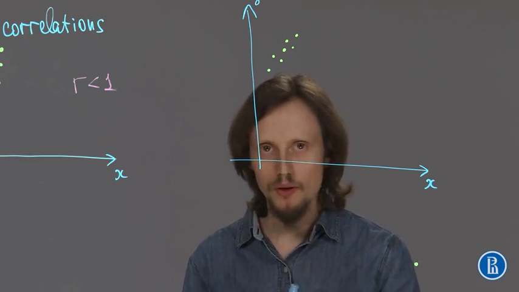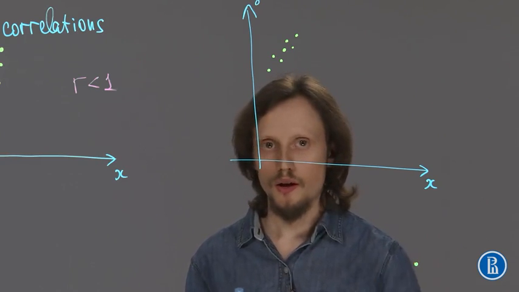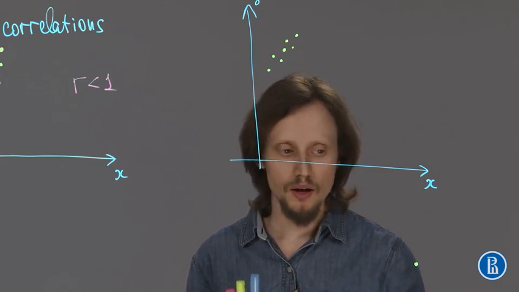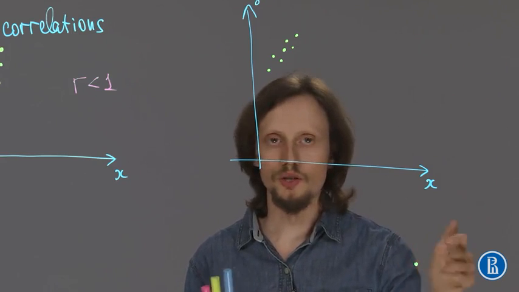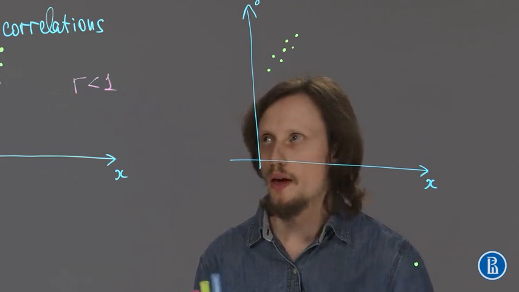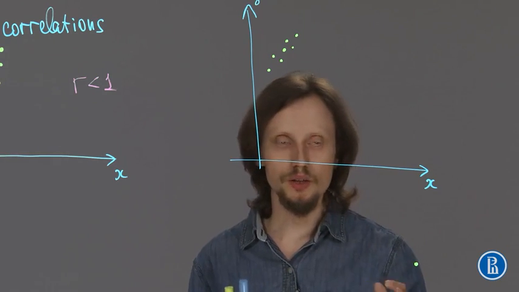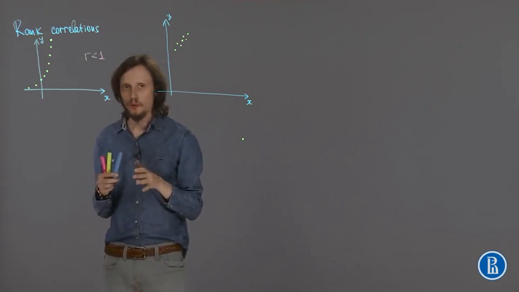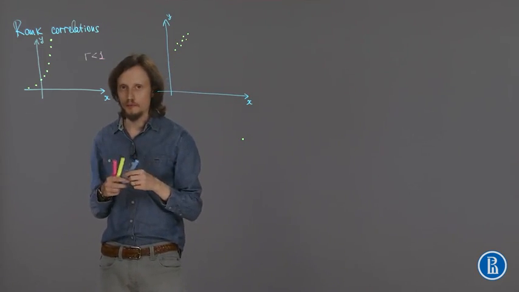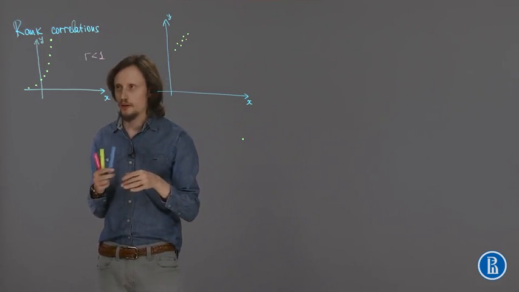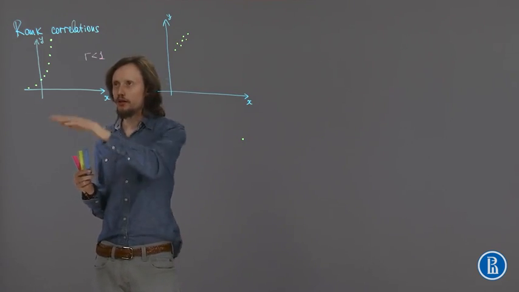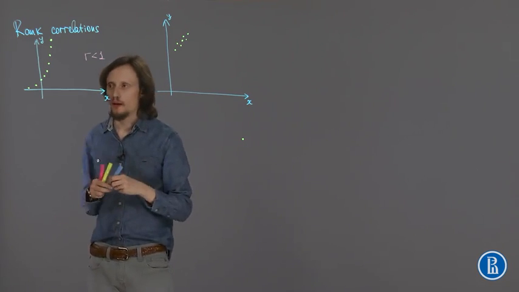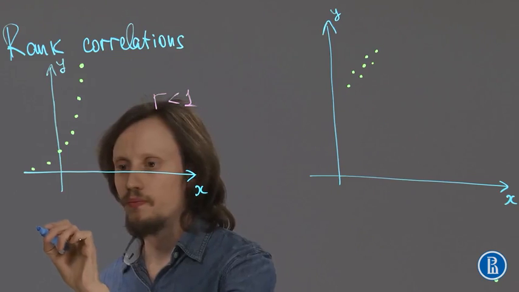So probably we want to ignore it, but it is a better idea to use a statistical tool that is not sensitive to such points, to such outliers. And rank correlations can deal with this situation as well. So, what is the idea of rank correlations? The idea is to go from the initial data set to a data set of ranks. So let us discuss ranks.